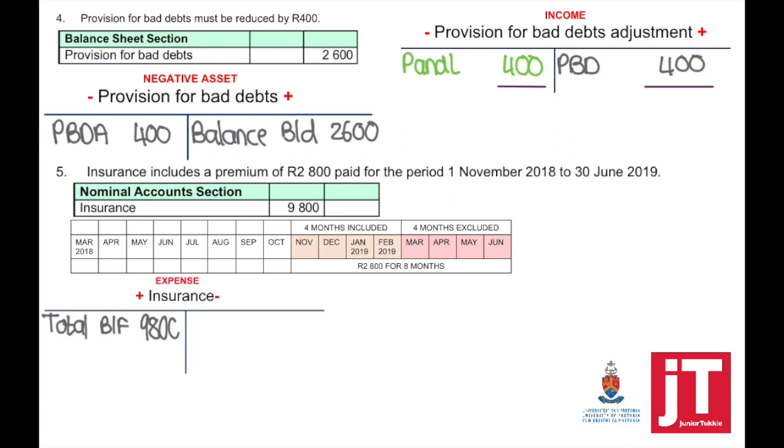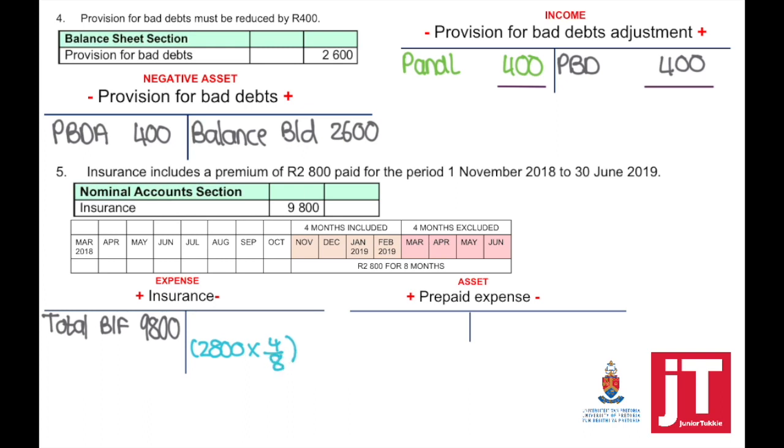So to calculate this, we're going to start with the total brought forward from the pre-adjustment trial balance, which is 9,800. Included into that total is an amount 2,800.